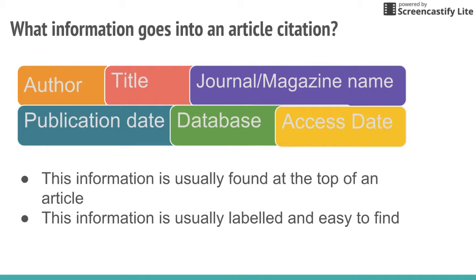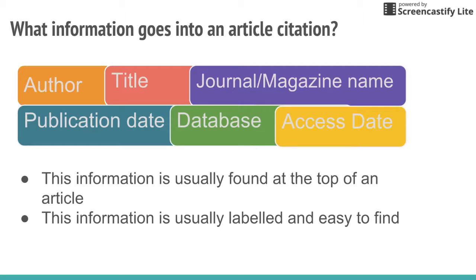So if we're making an article citation, remember we want to know who wrote it, what it's about, where it came from, and when it was written. The author tells us who wrote it, the title tells us what it's about, the journal or magazine name is where it was published, and the publication date is when it was published. So that means, when did it actually show up? Was it the Time magazine of January 2017? Did it show up online in November of 2016? That's the type of stuff we're looking for.